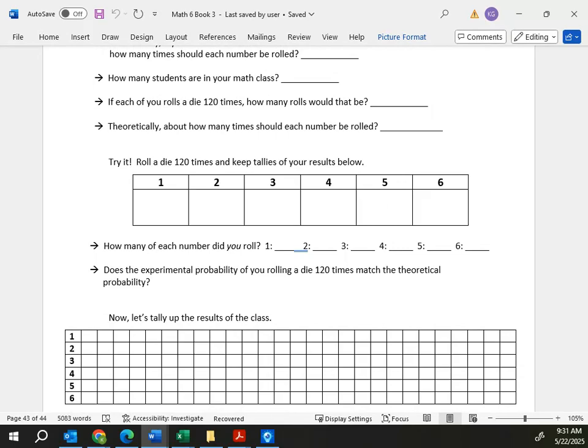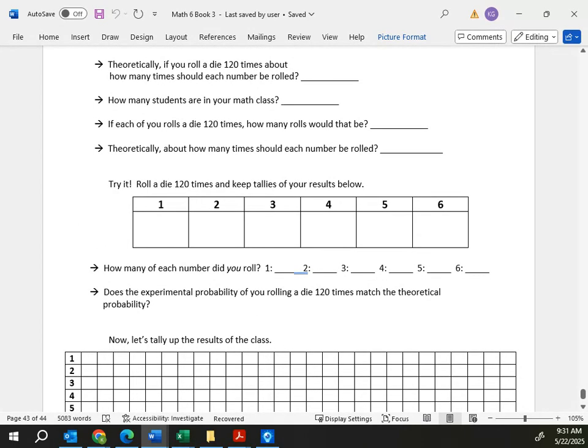Theoretically, if you roll a dice 120 times, about how many times should each number be rolled? What math do I have to do to figure that out? If I roll 120 and there are 6 numbers on a dice, how many times would I roll a 1? How many times would I roll a 2? Bridget? Are we giving you the equation or the number? Give me the number. Oh, I don't have my calculator. Never mind. Get your calculator out. We need the calculator for this.